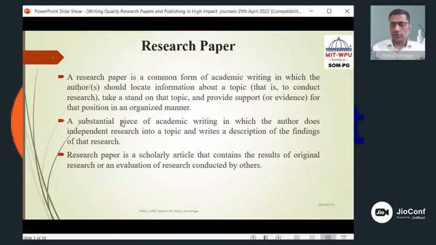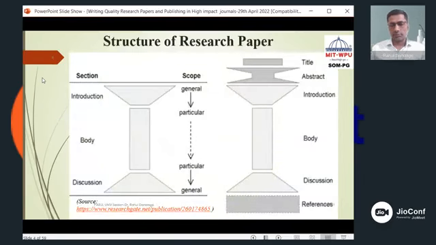Every journal comes up with some standard guidelines for authors to prepare the research paper. So putting all this information into the standard format, and then trying to publish it, is nothing but the basic idea behind a research paper.